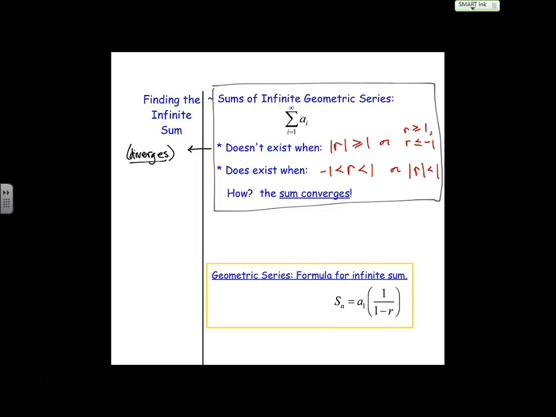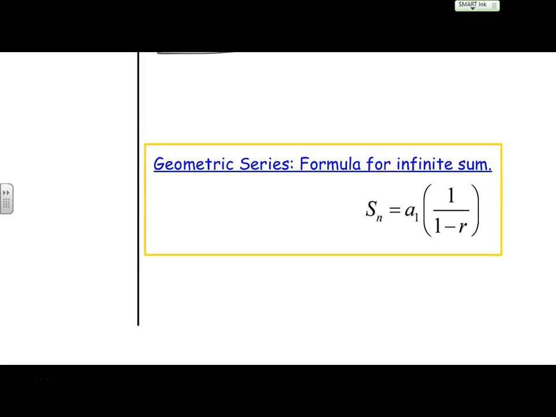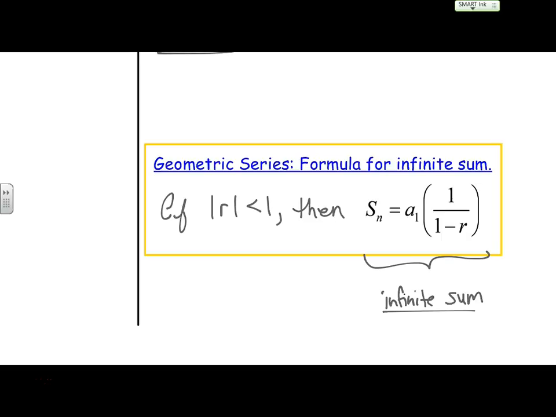So here's the formula you need to write down before we finish. If the series is convergent, if the absolute value of R is less than 1, then S sub n with this formula will equal the infinite sum. Tomorrow we'll talk about notation and how the book, I don't like their notation, but it still will work.